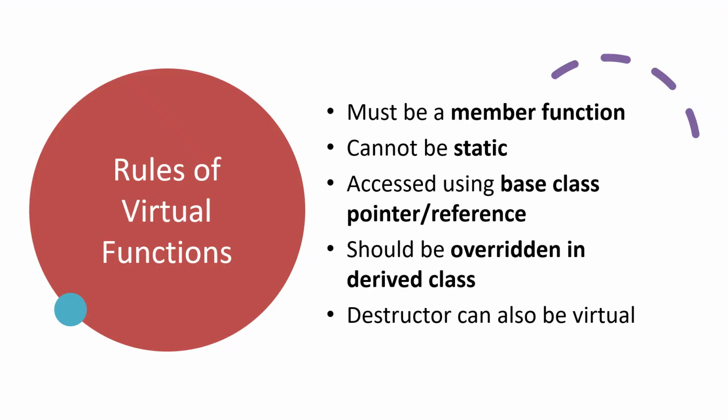Let us now understand the rules for virtual functions. A virtual function must be a member function. It cannot be static. It is accessed using a base class pointer or reference. It can be overridden in derived classes. Also, a destructor can be declared as virtual for safe memory handling.